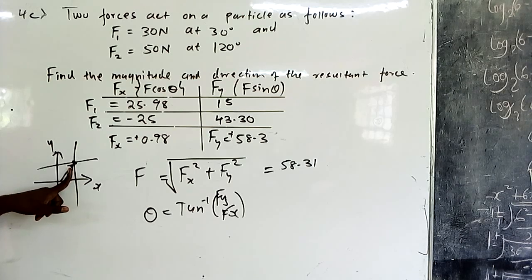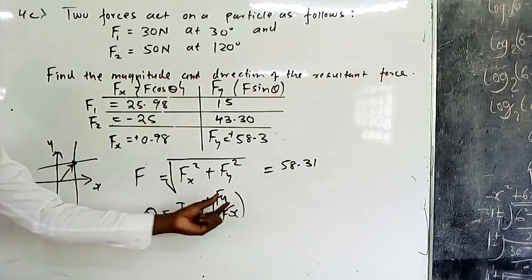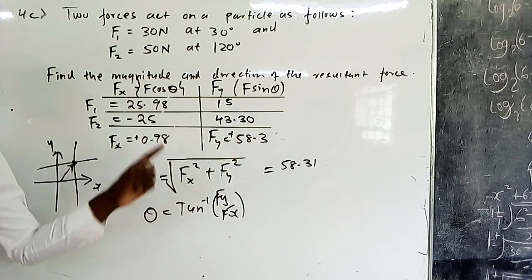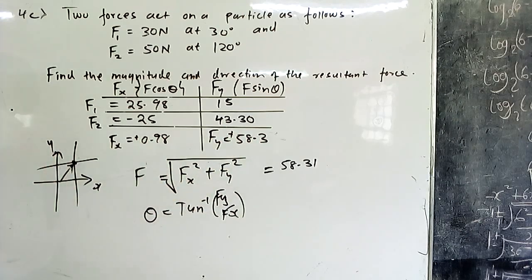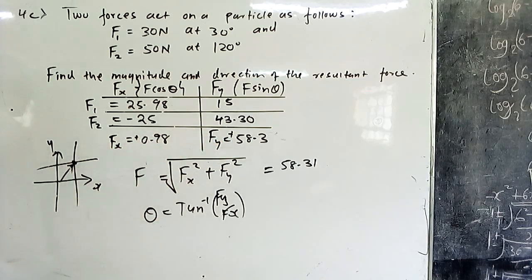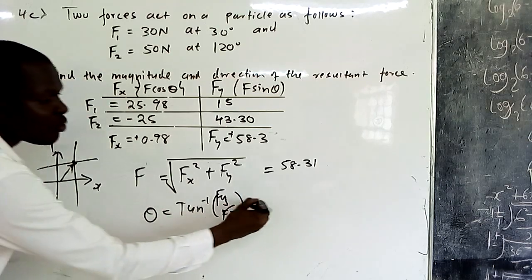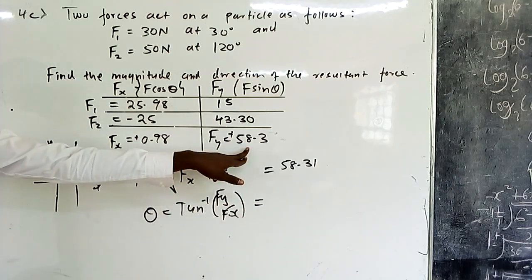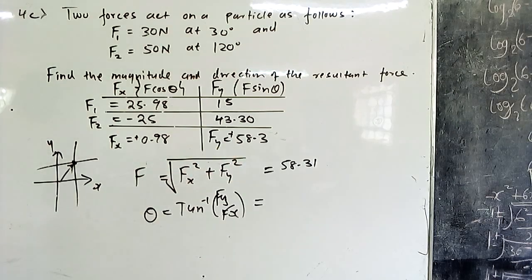Are you seeing how to get it? So you get tan inverse of f of y over f of x. Then you take an angle in the first quadrant, because you are getting 4 different angles, isn't it? But the one you are looking for is the one in the first quadrant where both of them are positive. It's the one you pick. It's what you write. Is that okay? So what do you get it to be? What is tan inverse of 58.3 divided by 0.98?